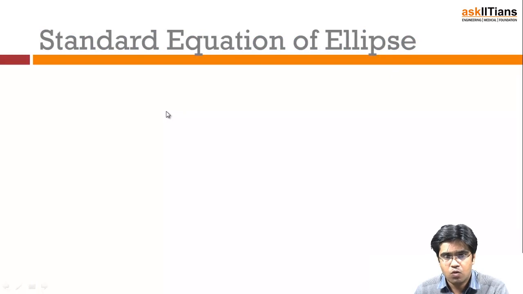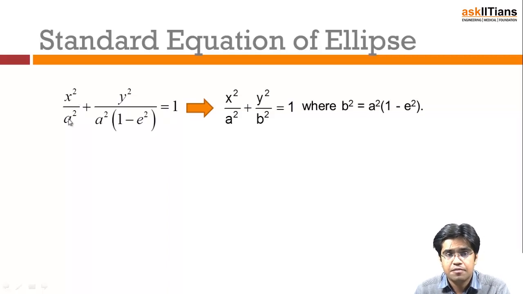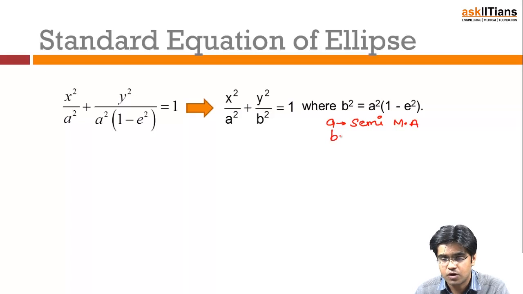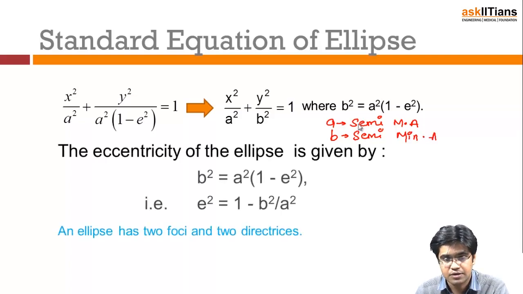Let's move. Now we'll move to the standard equation of ellipse. What is the standard equation of ellipse? It is given by x square by a square plus y square divided by a square of (1 minus e square) is equal to 1. Now this a square of (1 minus e square) we have termed as b square. So that means b square is a square (1 minus e square), where e is the eccentricity. What is a? A is the length of the semi-major axis. What is b? Length of the semi-minor axis. So a is the semi-major axis, b is the semi-minor axis.